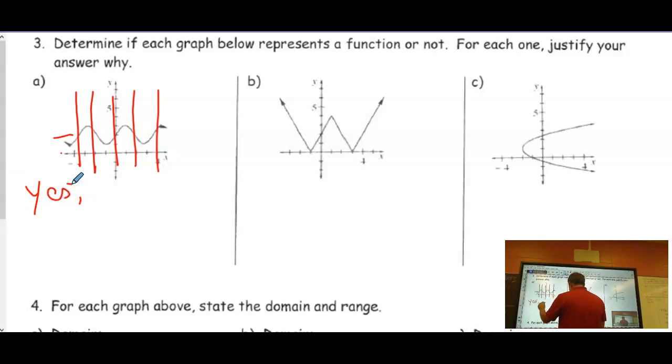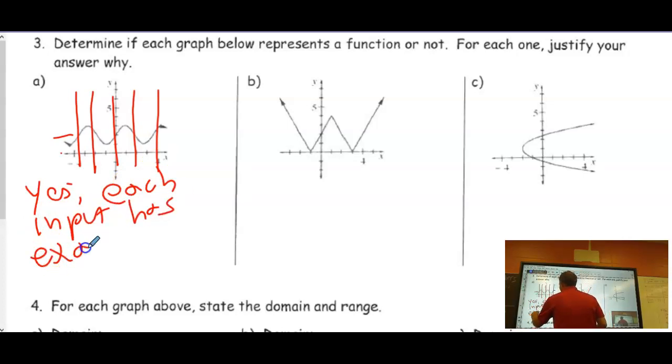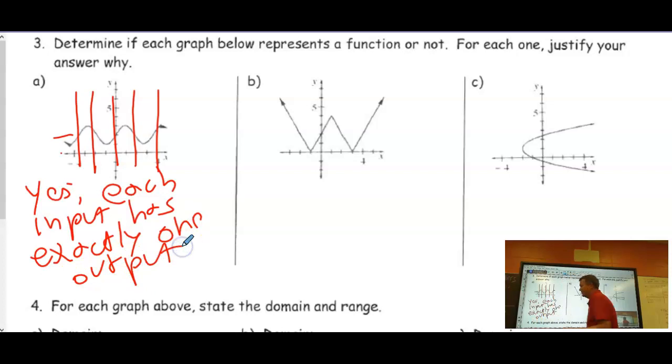And it's a function because each input has exactly one output. That is always the reason why something is a function, because each input has exactly one output.